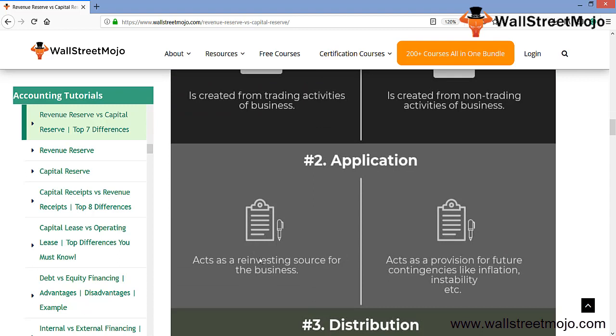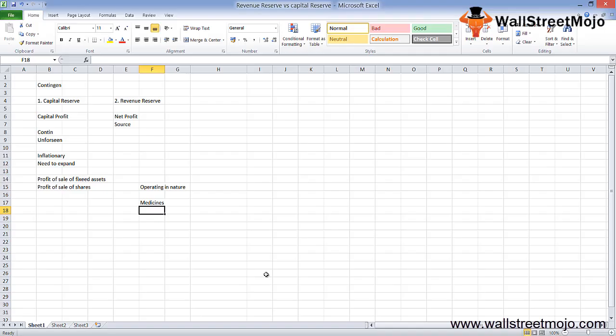Now the application part. The revenue reserve acts as a reinvesting source for the business. Remember one thing: if a company has profits, it is either going to retain them or pay them as dividend, or do both, depending upon the ratio the company is going for. If they retain, they have a retention percentage. If they pay dividend, they have a dividend payout ratio.